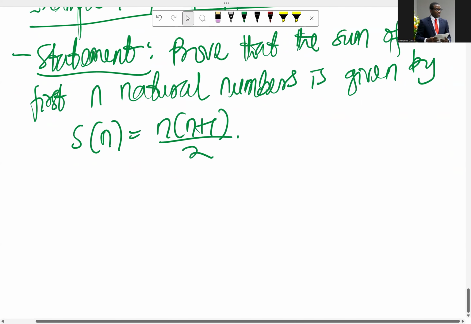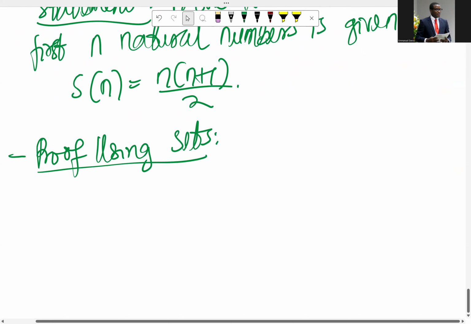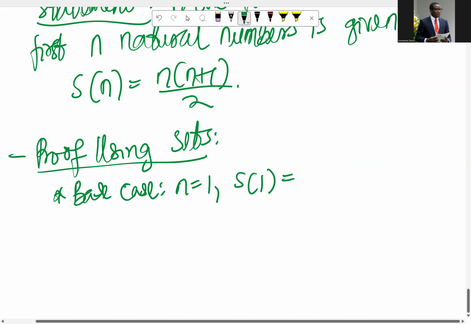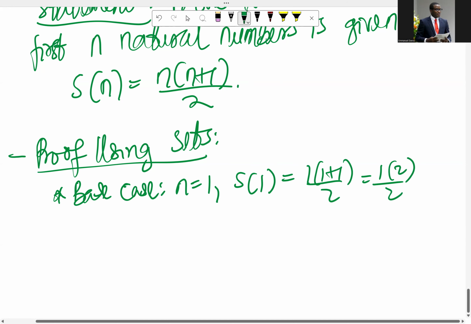Okay, so that's the statement. Then let's prove it using induction. Of course, you have to talk about the base case. Since we are talking about natural numbers, the base case is n equal to 1. That means S of 1 will be equal to 1 times (1 plus 1) divided by 2, which is 1 times 2 divided by 2, which is simply 1, because this cancels out.